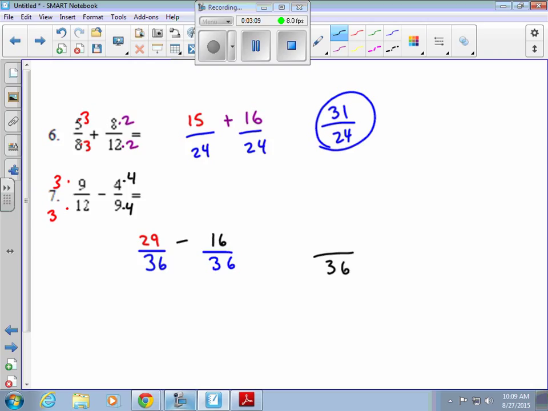Subtract straight across. 29 minus 16. 9 minus 6 is 3, and 2 minus 1 is 1. 13 over 36.